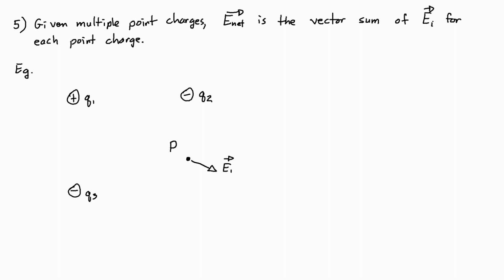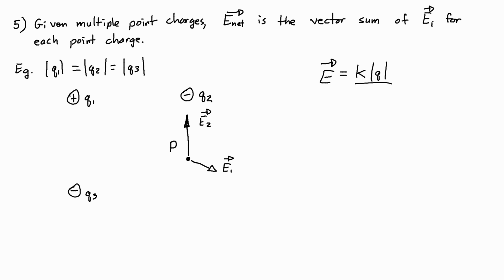Then for Q2, it's going to go towards that point charge. And I'm going to imagine that these charges all have the same charge, so the magnitude of Q1 is equal to the magnitude of Q2, and that's equal to the magnitude of Q3. And I'll just try to show that the magnitude of E2 is actually also bigger. That's because point P is closer to Q2 than it is to Q1. So even though the charges have the same magnitude and the K constant is the same in each case, when you divide by R squared, because R is smaller, you get a smaller denominator, which gives you a larger overall value. So the last one is Q3.